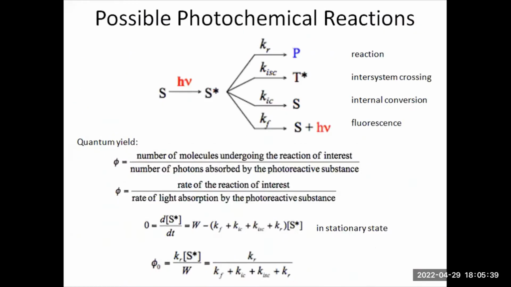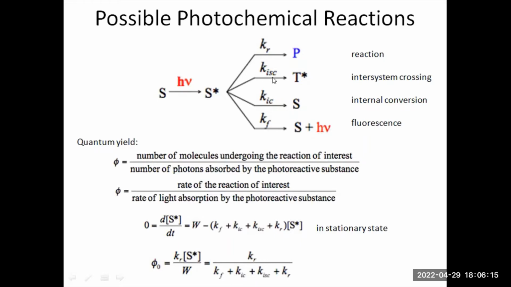So now I'm going to talk to you about the possible photochemical reactions. So what we have then is a molecule which is in its ground state, absorbing a photon and going to its first excited state. And this could give rise to a photochemical reaction to produce a new product, for example, which has a rate constant, let's call it Kr for the reaction.